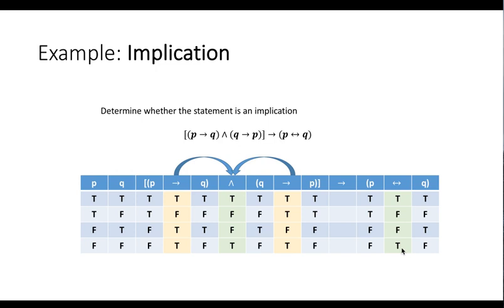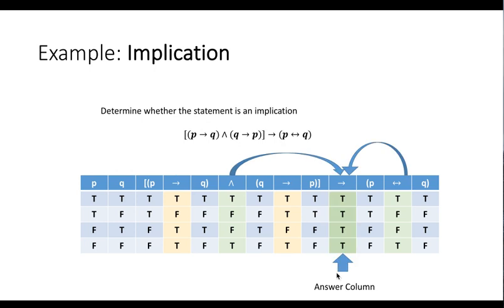All right, so now that we have that all done, the answer column is the last column that we're going to be filling out, and that's going to be this conditional statement. What determines the conditional statement is going to be these two light green columns. So we're going to take the and from very inside the bracket and the biconditional from inside this right-hand parenthesis. That's going to determine our conditional.